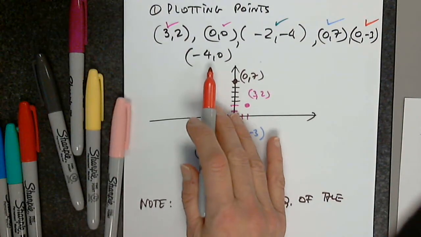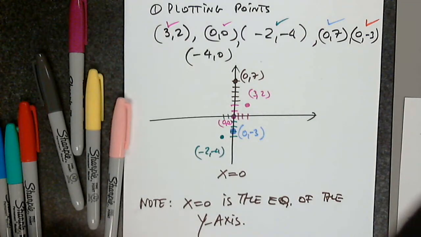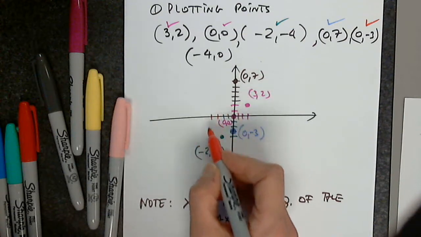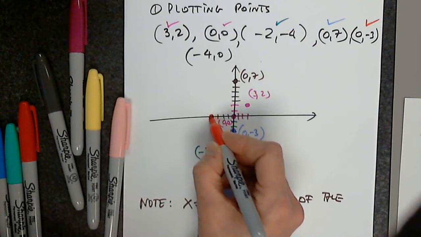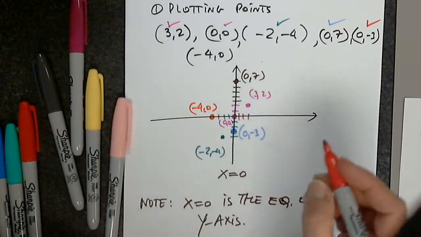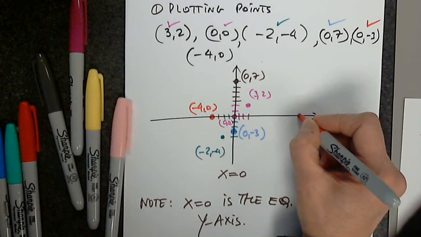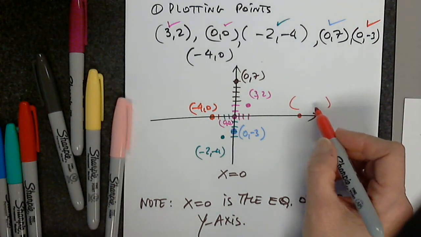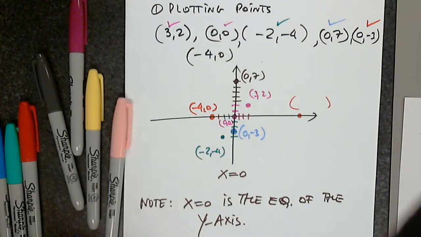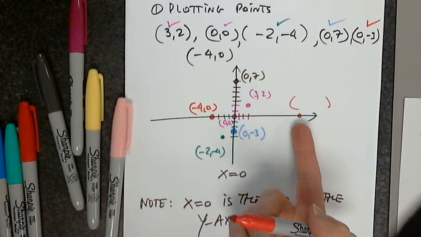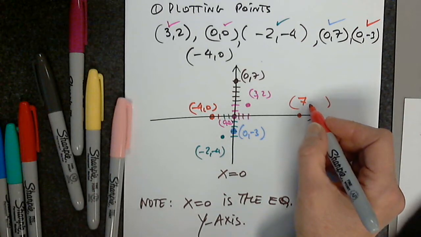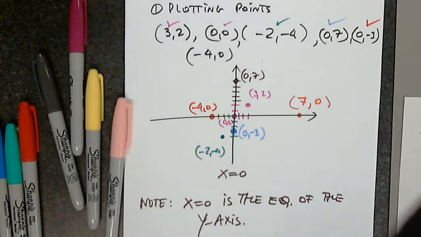Okay, so I'm back to my last point here, (-4, 0). I don't go up and down because y is 0, so this is the point (-4, 0). Please make up another point for me here. Any point you want. (-7, 0). If this is -4, this cannot be -7. Positive 7, 0. Very good. That is perfect.